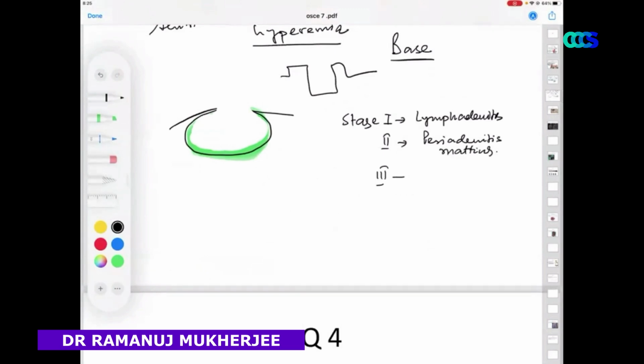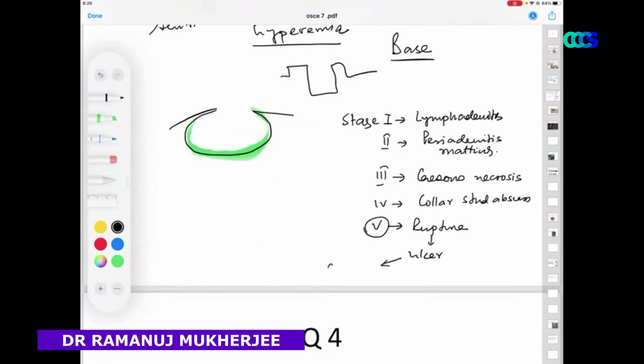Stage 3 is caseous necrosis. Stage 4, collar stud abscess. And stage 5, technically something that you are being shown in the picture, is a rupture that leads to development of an ulcer, and that leads to development later of a sinus. So this is the classical 5 stages through which a tuberculosis of the neck node will progress.